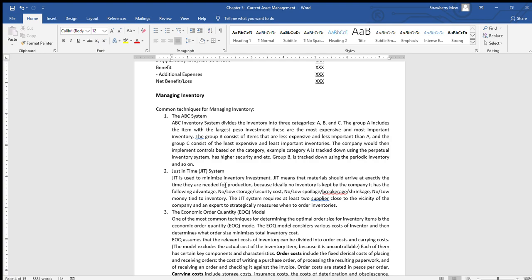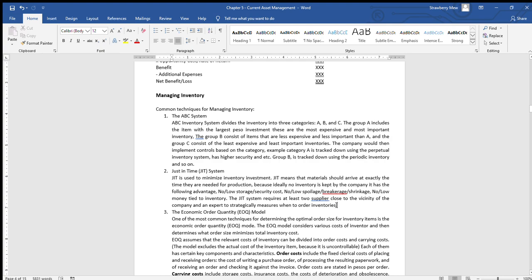So the JIT system requires at least 2 suppliers close to the vicinity. Okay, so dapat close lang ang supplier natin kasi nga we require inventories as soon as possible. Kailangan kasi on time na ma-receive natin ang inventories para magamit natin agad-agad. And there should also be an expert to strategically measure when to order inventories. Okay, so there should be someone who is an expert who can determine the order point.